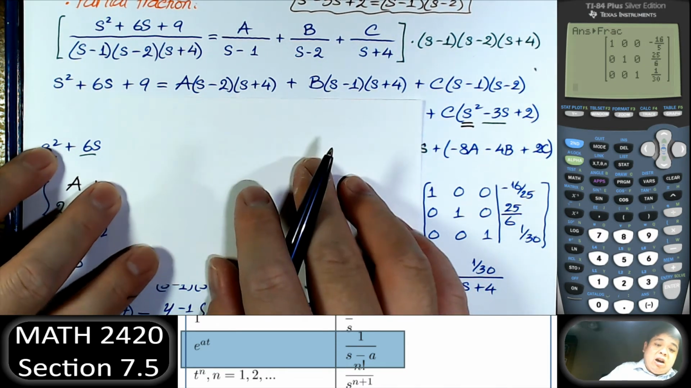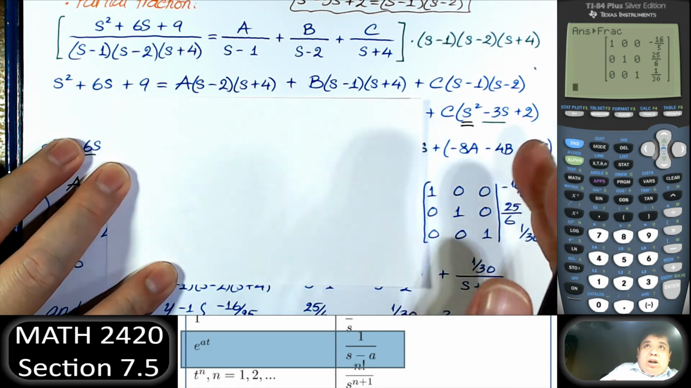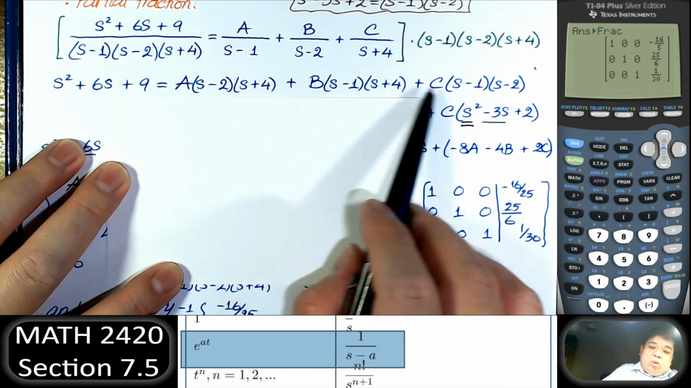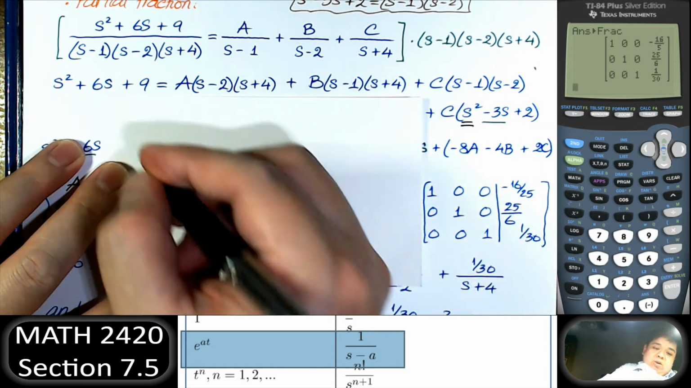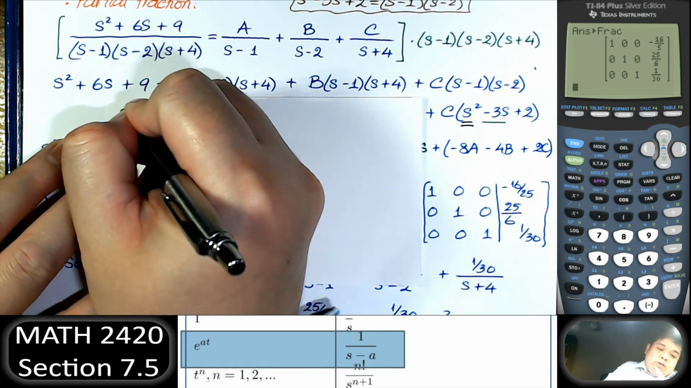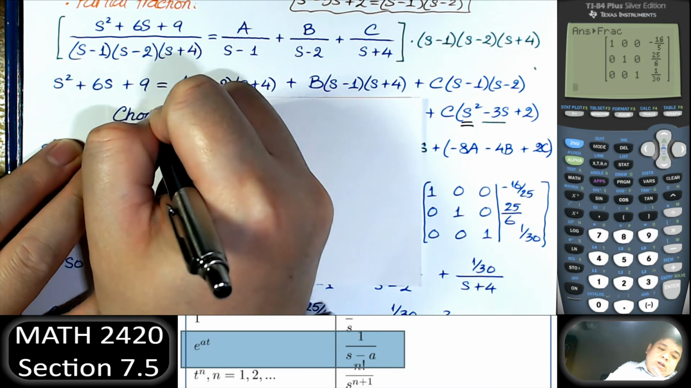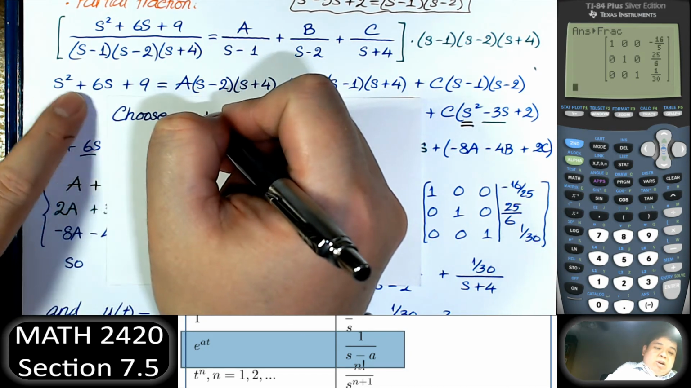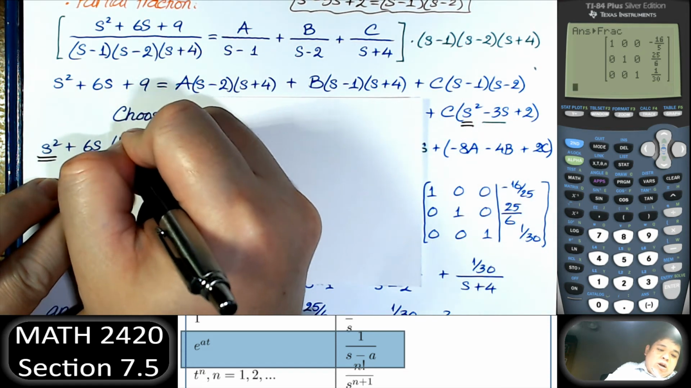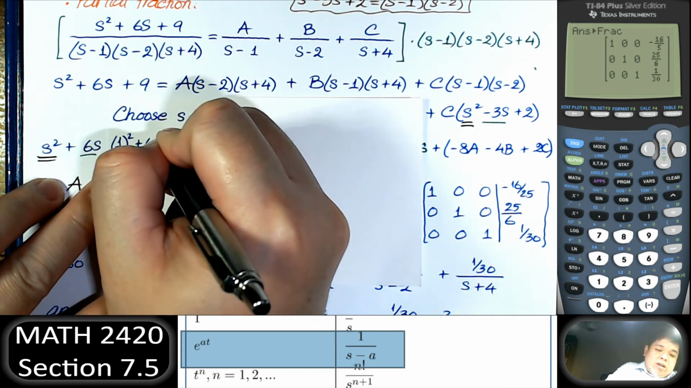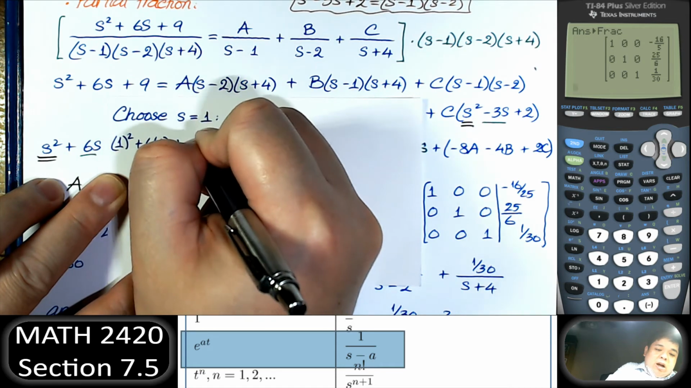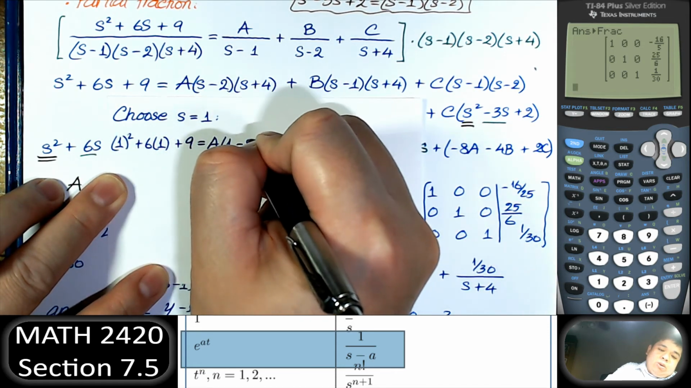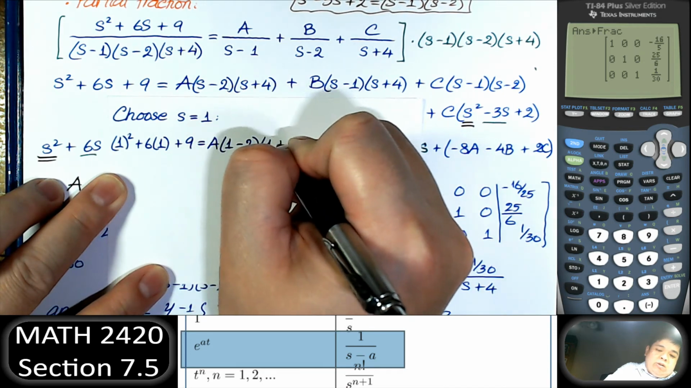So that's why I said when we have the linear factor, it can simplify a lot by we just choose something. Like if we want A, we're going to choose s equal to 1 because both factors have s minus 1. So first, if we choose s equal to 1, in that case, put that in the left hand side. 1 squared plus 6 times 1 plus 9 equal to A times 1 minus 2, 1 plus 4.